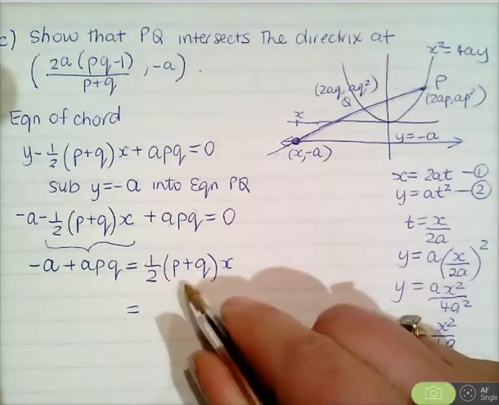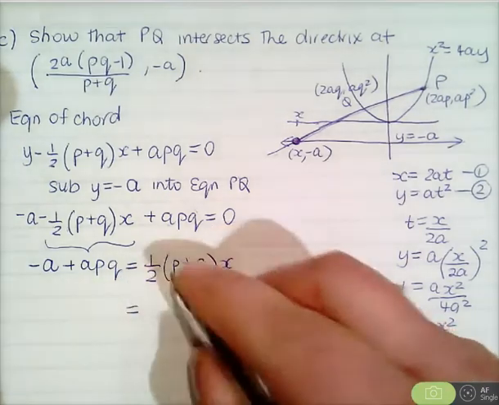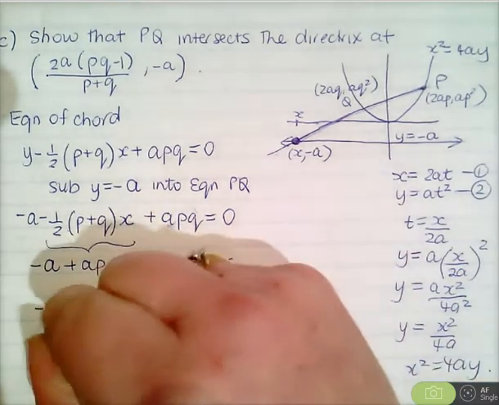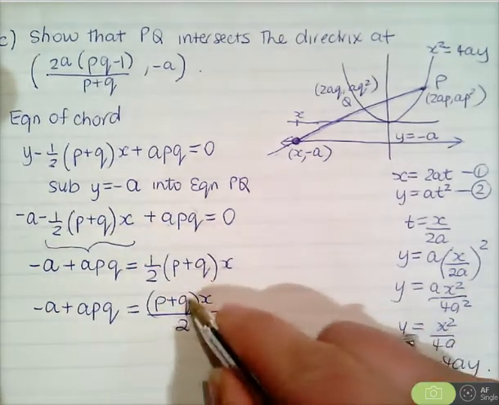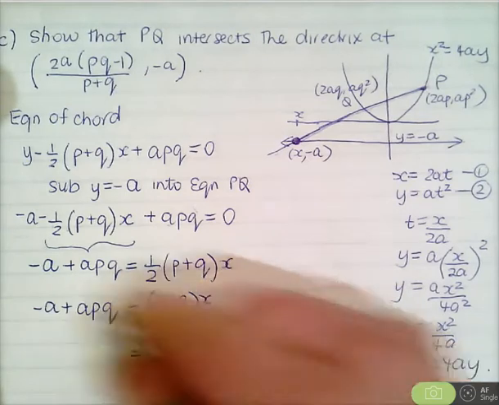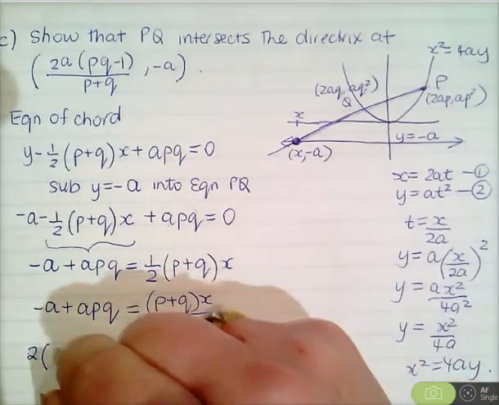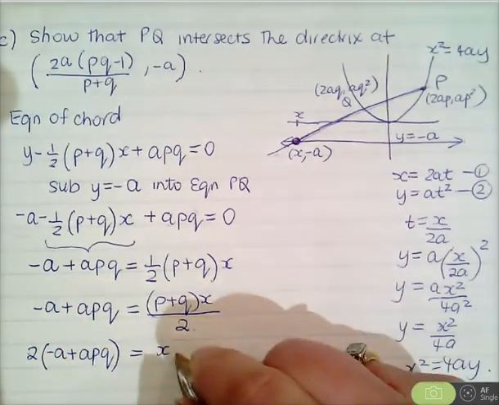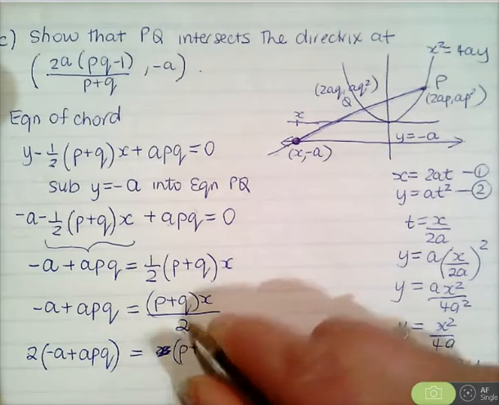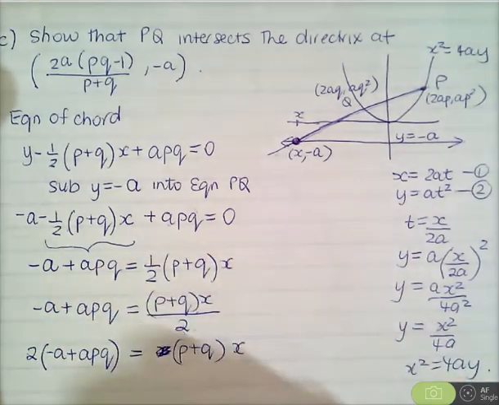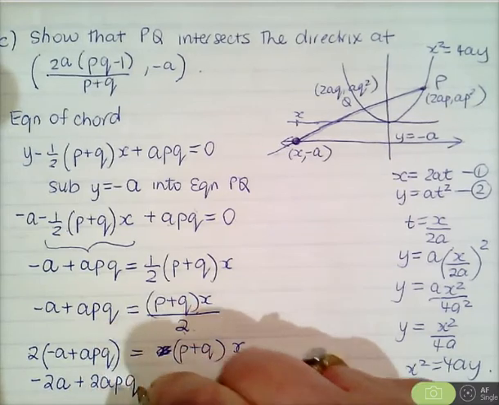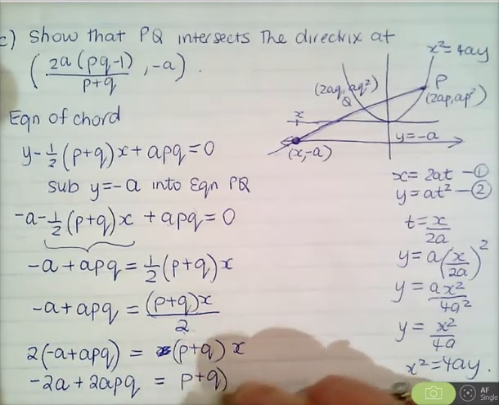Now, before I take this to the other side, I'm going to write it as p plus q times x, and instead of a half times that, I'm going to put it over 2. So this is minus a plus apq is p plus q times x over 2. Now, if I want to get x on its own, I'll multiply the other side by 2. So I need to do 2 times negative a plus apq. Because I've got divide by 2 on this side, I times by 2 on the other side, and this will become minus 2a plus 2apq equals p plus q all times x.